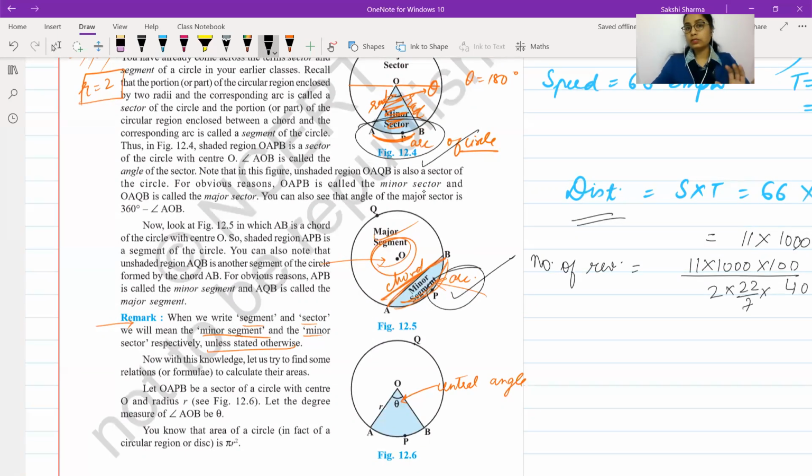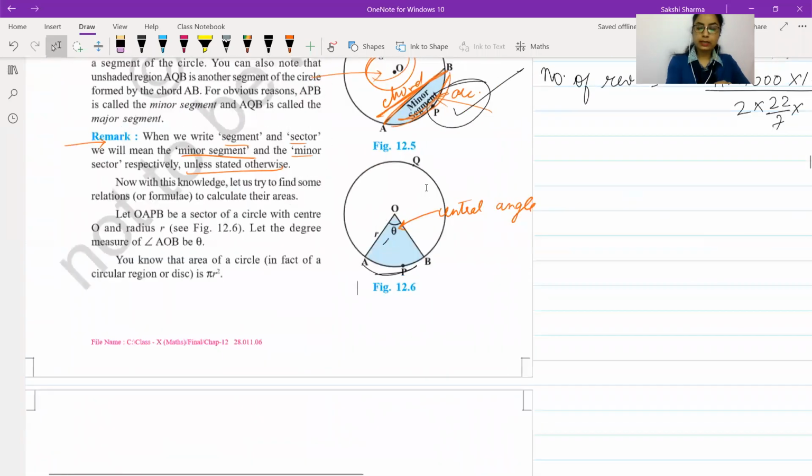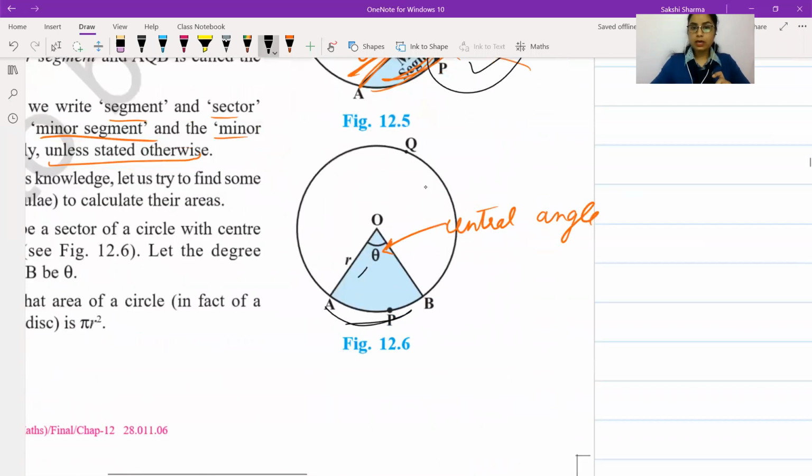Area of the sector or a segment depends on the angle that the arc subtends at the center. So arc के end points को अगर हम center से join कर दें, so this here, let's take a look. This right here is your arc. Arc is AB.